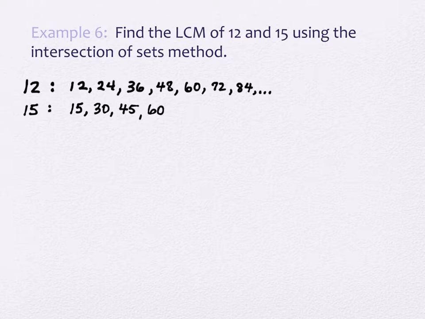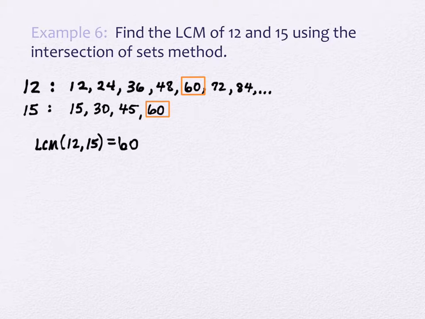Why? They have something in common, don't they? Let's try that again. 60, first number in common in both lists. So what that tells us is that the least common multiple of 12 and 15 is 60.